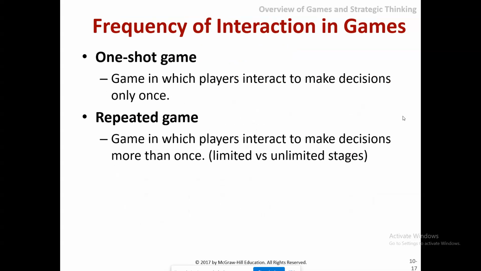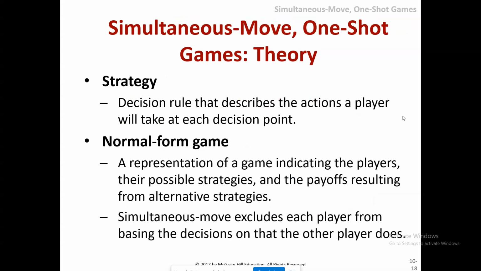Lastly, the game specifies the frequency of interactions in games. Is this a one-shot game, or is it a repeated game? If it is a repeated game, how many rounds? Is it a limited or unlimited stage? Do the players know how many stages they're going to interact with one another? Now, let's look at the simplest setting of games: simultaneous move, one-shot games.